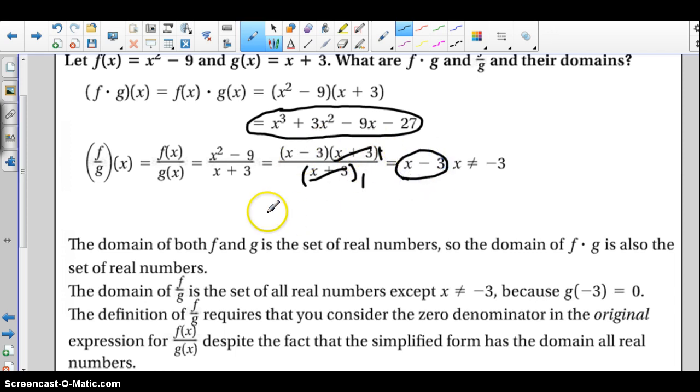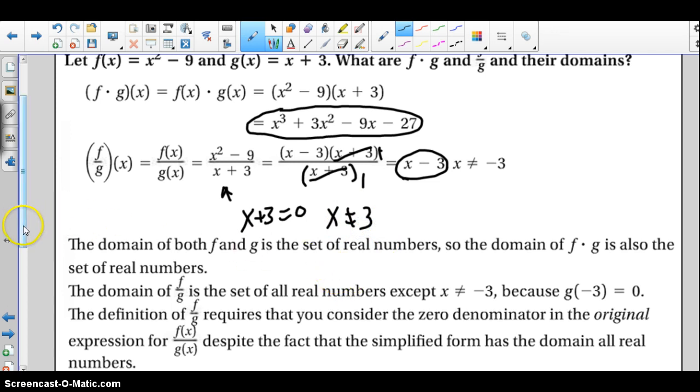Now, take a look at your original right here. You're going to have to find out what x cannot equal. The way to do that is to set your denominator equal to 0. Because having a 0 in the denominator, let's just say for right now it's bad, and we want to avoid that. So x cannot equal 3.